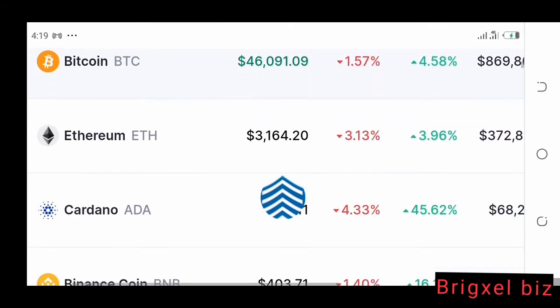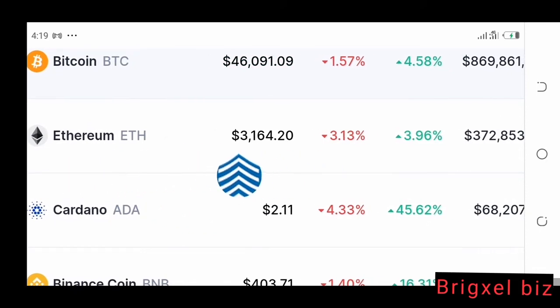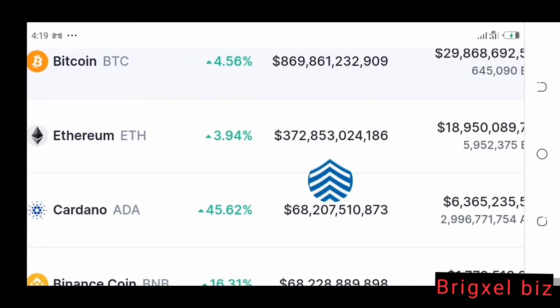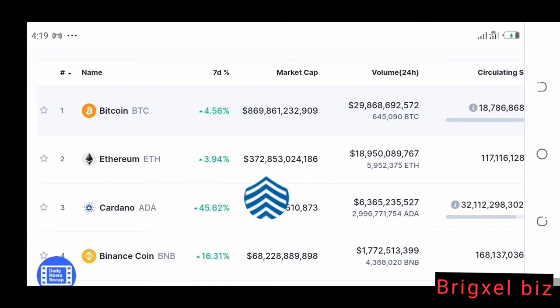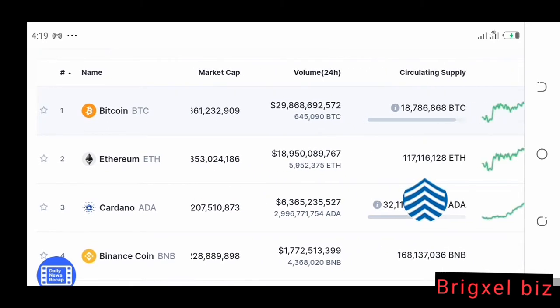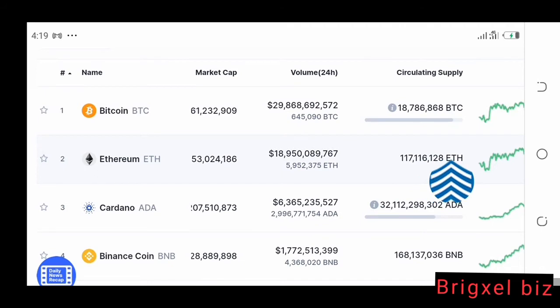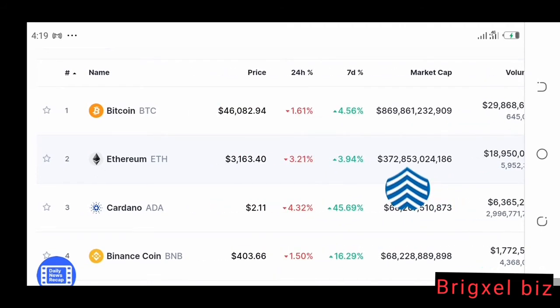Okay, so let's say you want to do the same with Ethereum. At the moment the price is at $3,164. Okay, so you would want to go here and take the market cap and divide it by the circulating supply of Ethereum, and that's definitely going to give you an approximate value for this price. Okay, so now the second question.